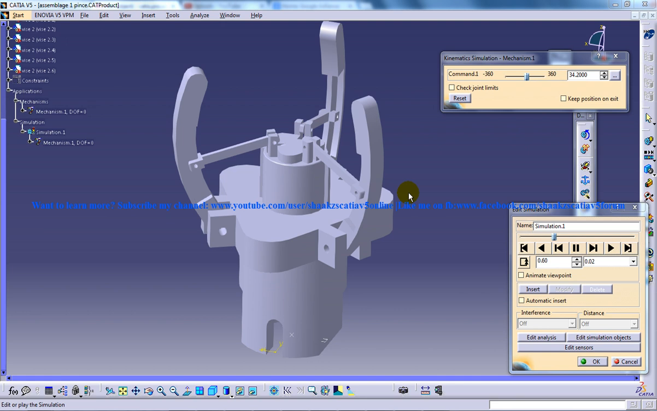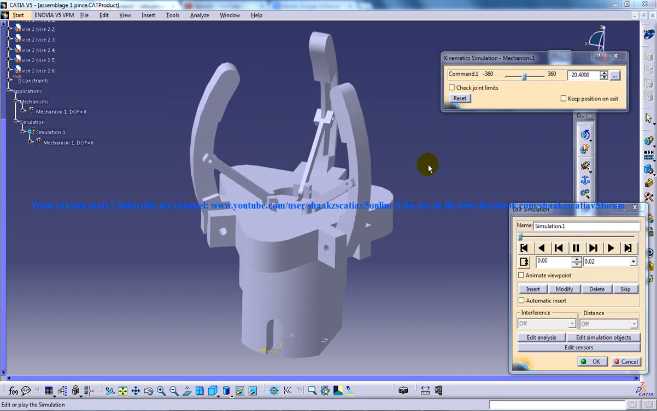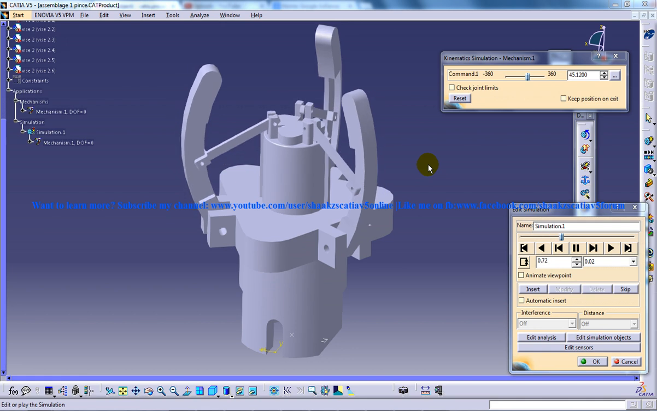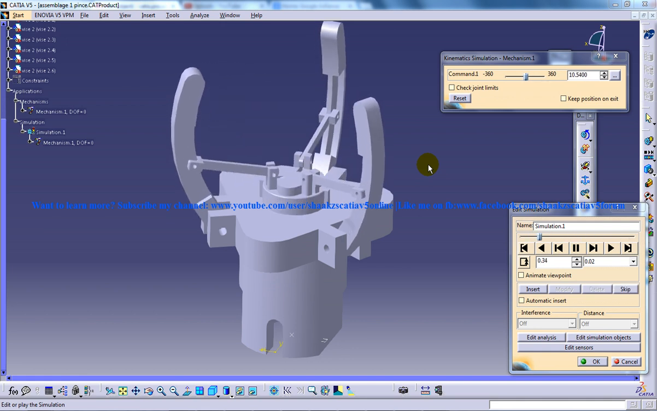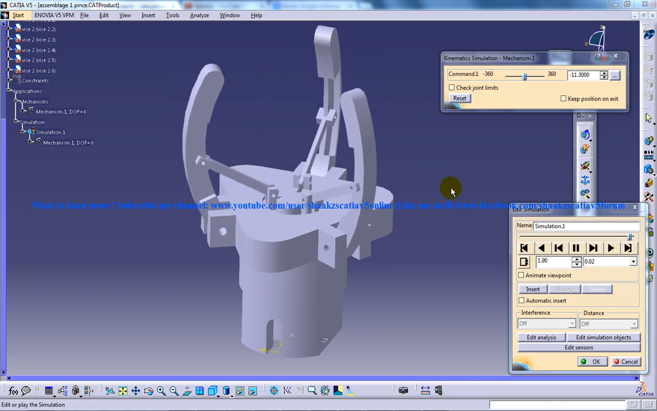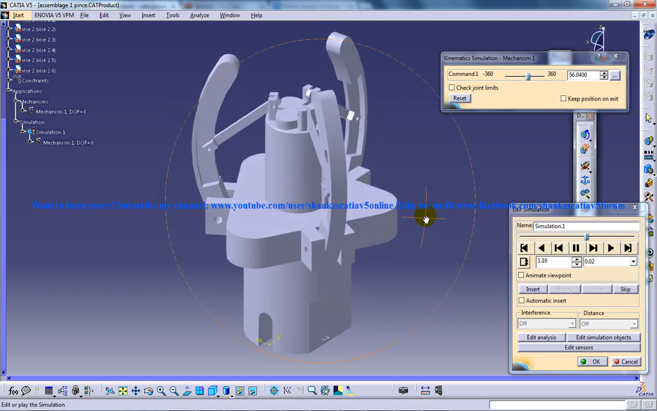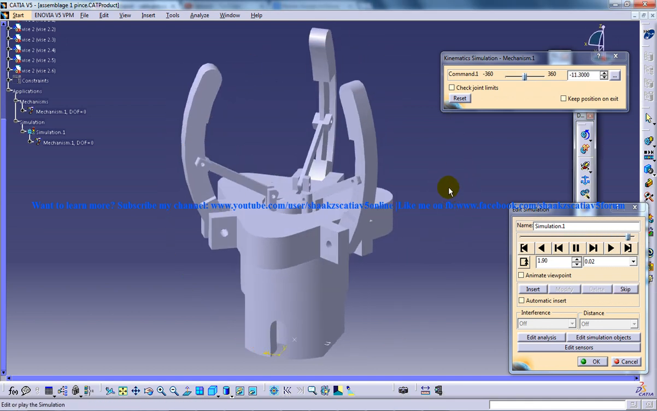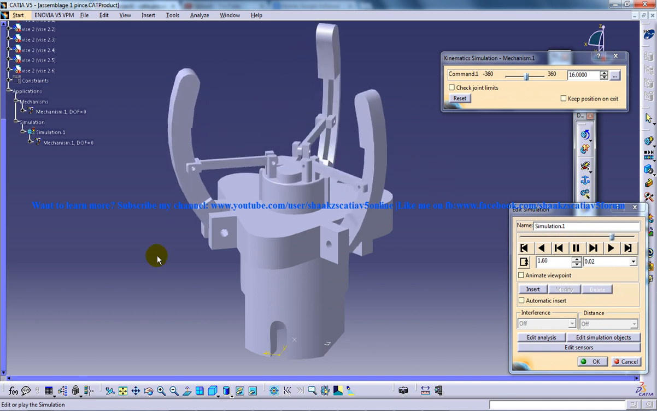This simulation was requested by one of my online students, one of my subscribers, who wanted to get the simulation done. So I was basically helping him out to achieve the simulation. This is how it looks, and you might be getting a basic idea of how you can proceed further for this mechanism.